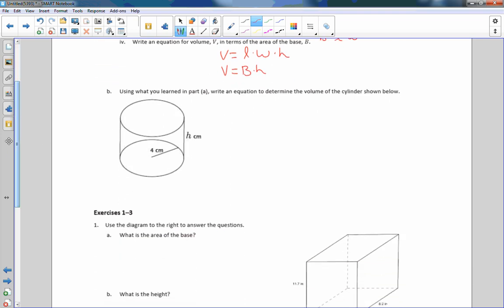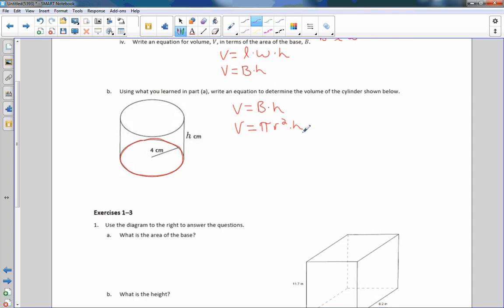Okay, so we're going to use that now to do part B. Using what you learned in part A, write an equation to determine the volume of the cylinder shown below. So start off with a formula. V equals B times H, where B is the base area and H is the height. Well, what is the shape of this base? If I look at this, obviously it is a circle. So the area of a circle is pi times the radius squared. So that replaces my B. So now I'm going to multiply that by h.